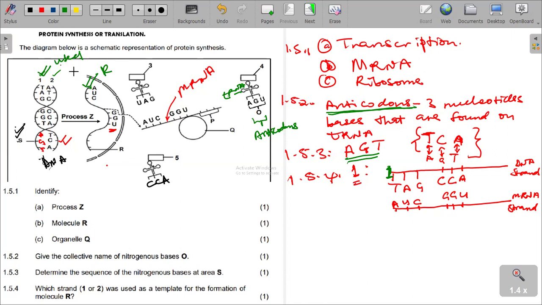Strand one is used. As you can see, strand one is used. Okay, next question.